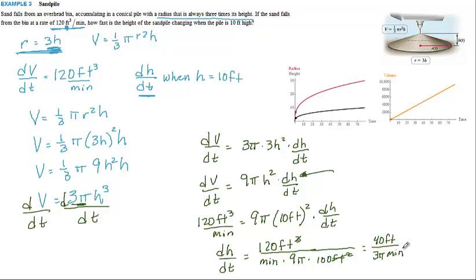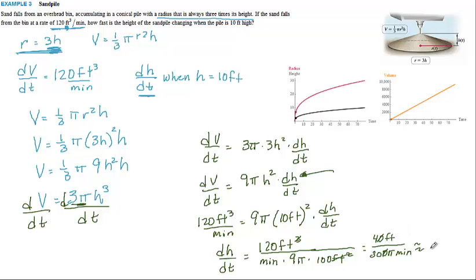And let's see, I think that I forgot a 0 in there. Hold on. I did. I forgot 2 zeros in there. So forgot about that 100. So there is what it looks like. It would be 4 over 30 pi feet per minute.